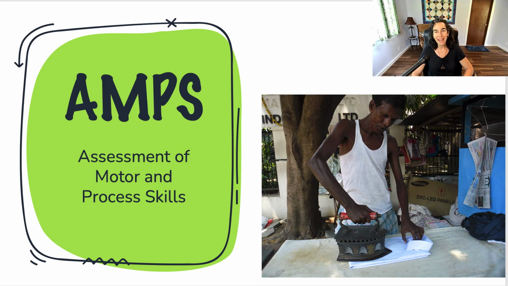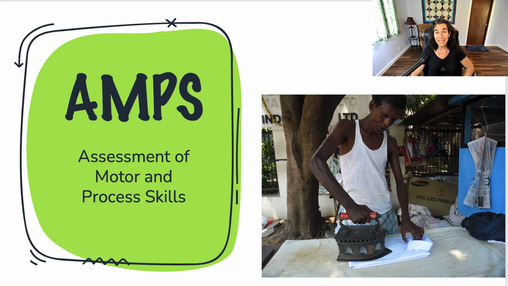All right, now on to the AMPS, which is our last instrument. So we're in the home stretch. The AMPS stands for Assessment of Motor and Process Skills. So at this point, you're probably getting the idea that even though these are 3 very different instruments, they all are covering the same basic stuff. And in all of them, we're looking at an observation-based instrument.